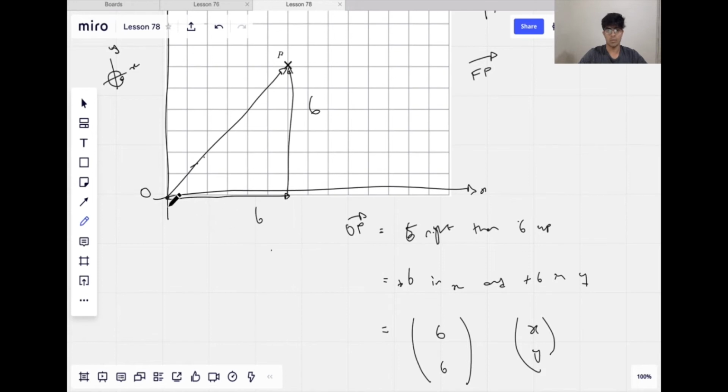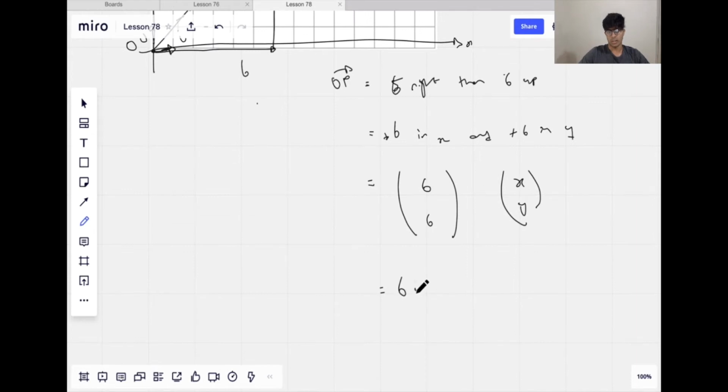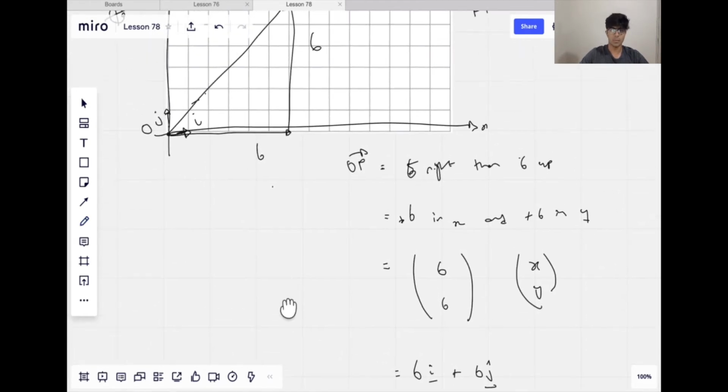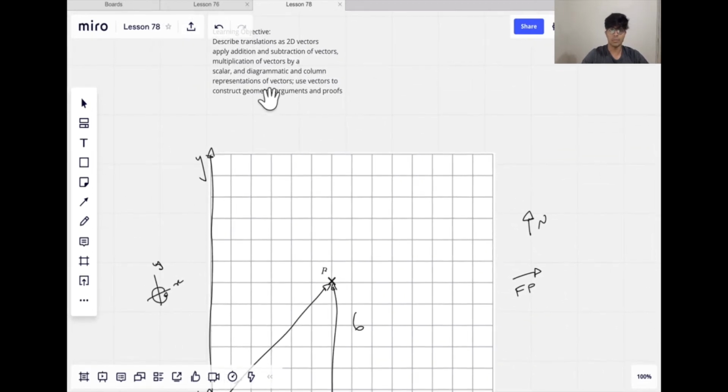If we go 1 unit along the x direction, we might call that the i vector, and if we go up 1, we call that the j vector, just as a form of notation. So we could also say 6i plus 6j, and we underline it to show it's a vector. So that's the way we represent vectors, as columns, as we can see here.